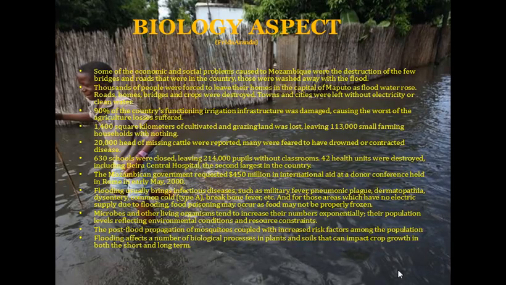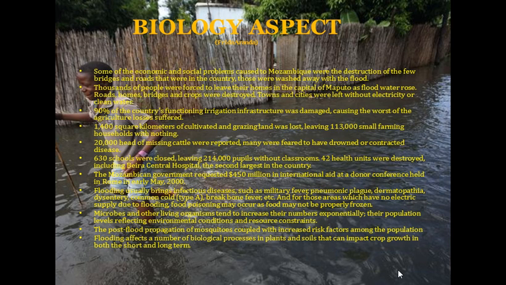The effects on the environment were that flooding usually brings infectious diseases. The microbes and other living organisms tend to increase their numbers exponentially, their population levels reflecting environmental conditions and resource constraints. The effects on the population were that many thousands died, about 1 million people were homeless, and there was a huge loss of personal possessions and livelihoods.